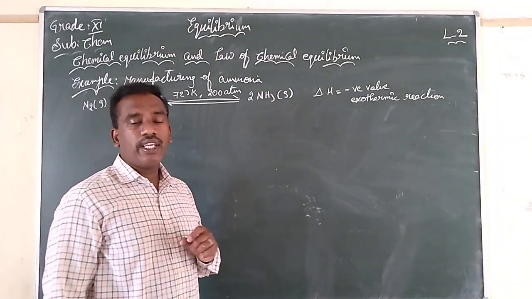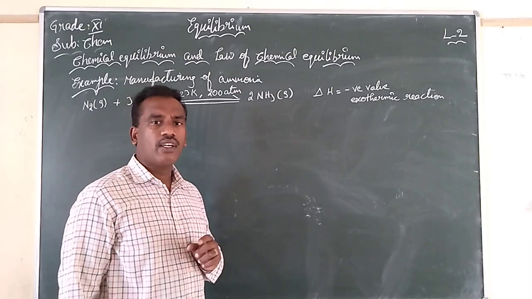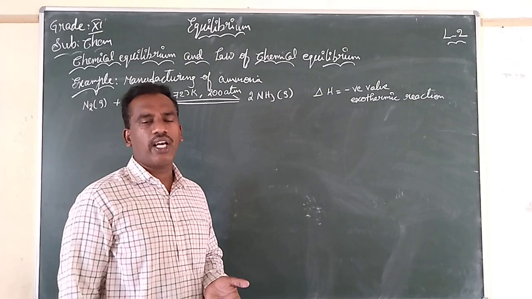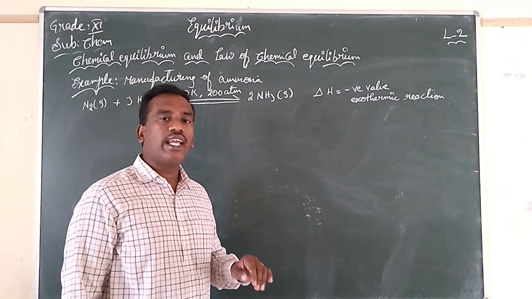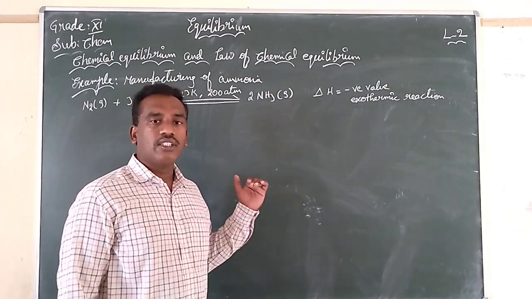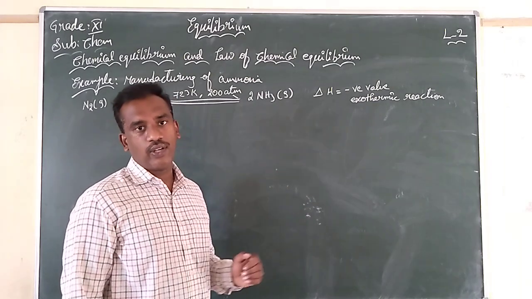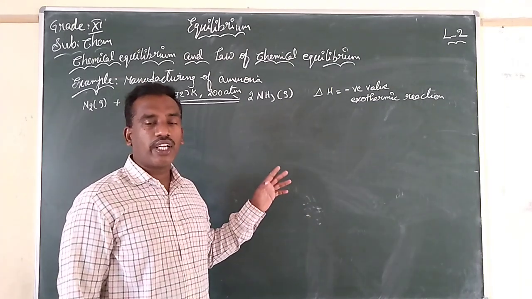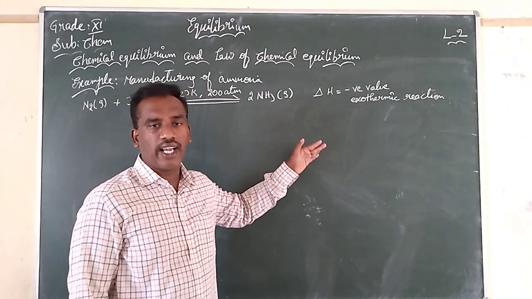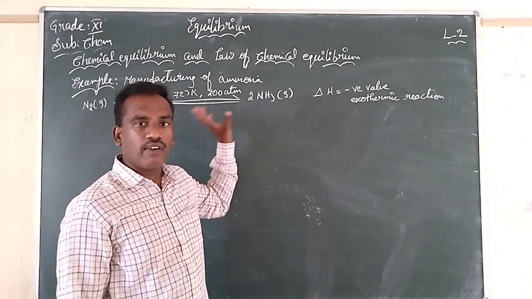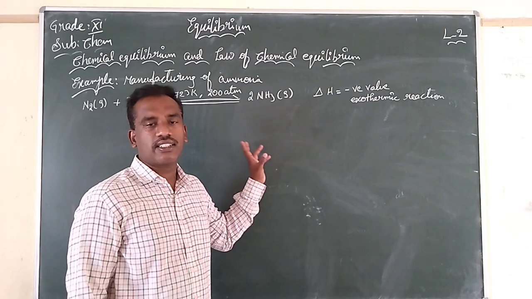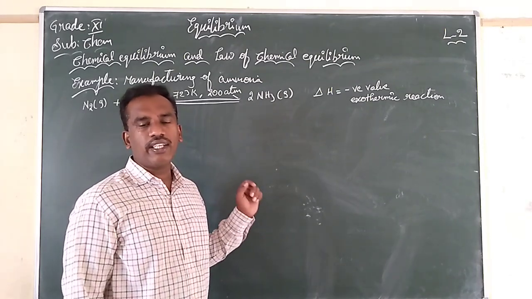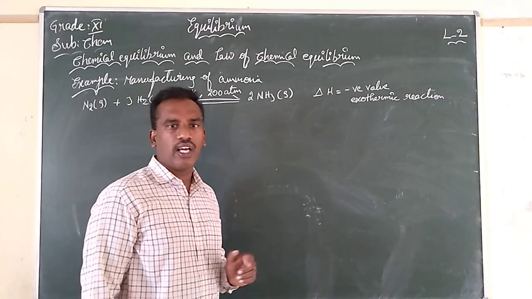So we are bringing here the words nitrogen gas and hydrogen gas as reactants forming ammonia, but the formed ammonia is again returning back to form the nitrogen gas and the hydrogen gas. So the double arrow: when the rate of forward reaction is equal to the rate of backward reaction, the system is at equilibrium. We are studying this equilibrium with an example called manufacturing of ammonia.